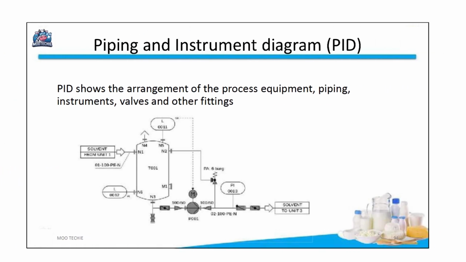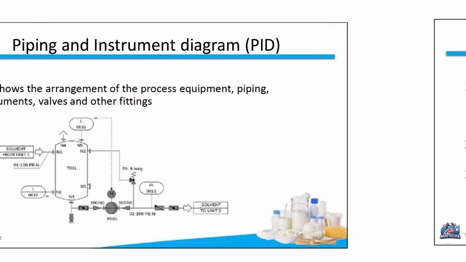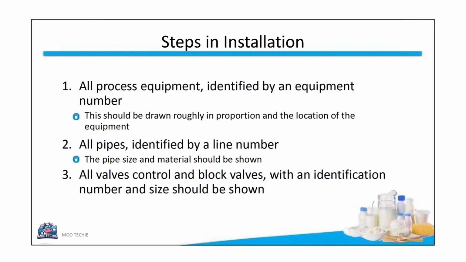This is the piping and instrument diagram, or PID for short. A PID shows the complete arrangement of all the process equipment, the piping, the instruments, the valves, and all other fittings. It is the essential map for the entire system. Now let's look at the specific steps involved in the installation process.